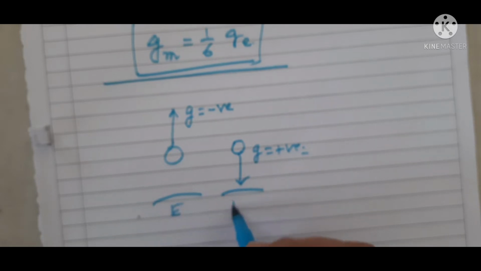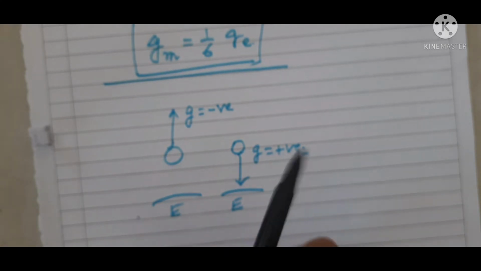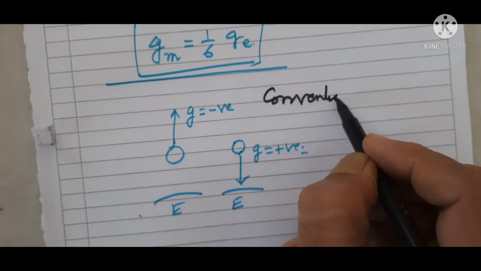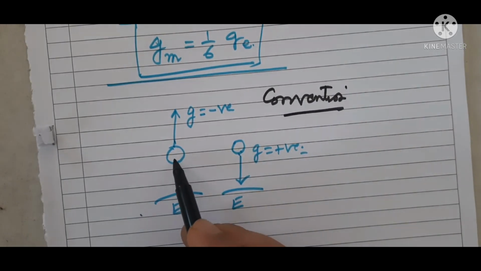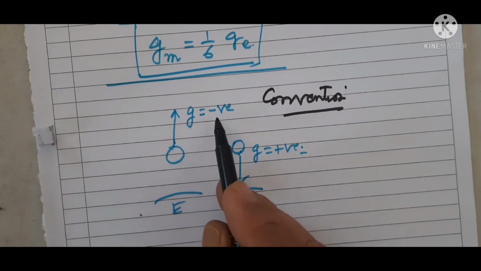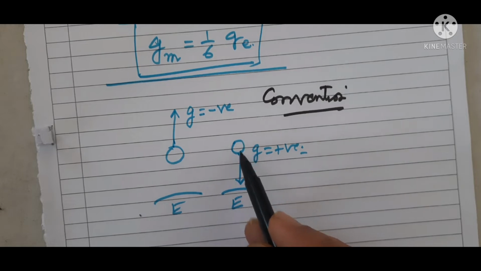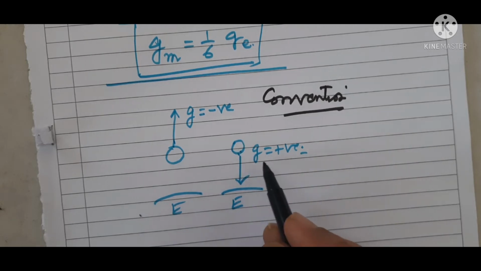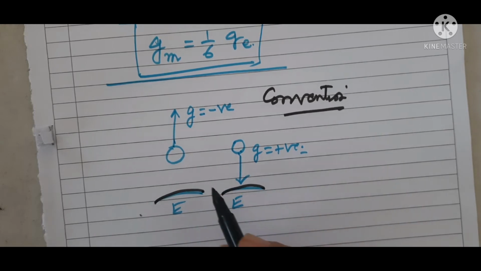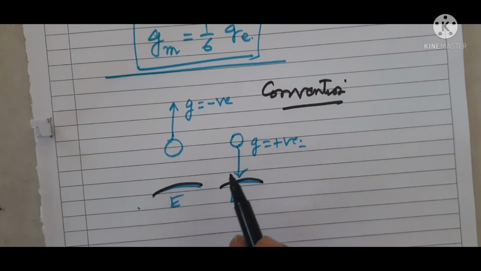Okay? What does that mean? According to the convention, if the object is thrown upward, acceleration due to gravity is taken as negative. If the object is coming towards the earth, then acceleration due to gravity is positive, right? And we are going to apply this concept to uniformly accelerated motion.